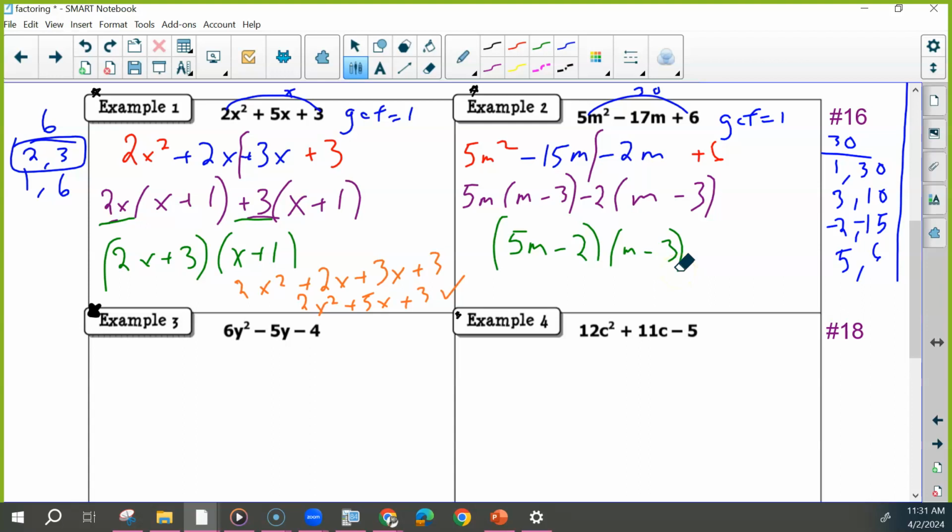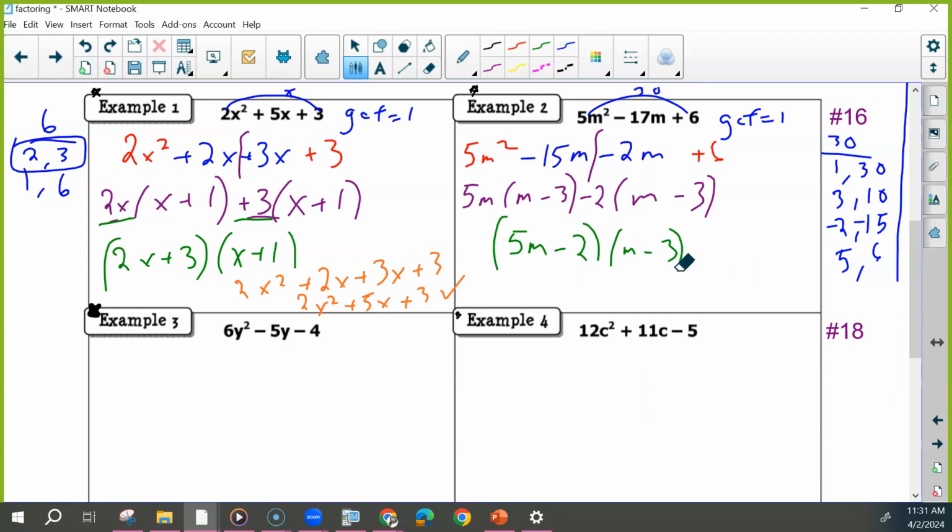Questions on anything there? There's a lot going on. So once you get the hang of this, it gets easier. The steps get more memorable. Basically, the grouping part you know already. It's just how do we get there is what you have to remember.